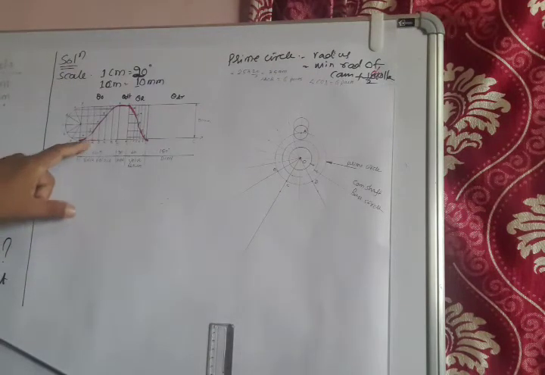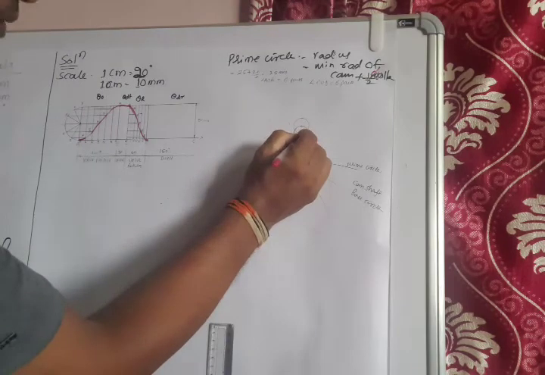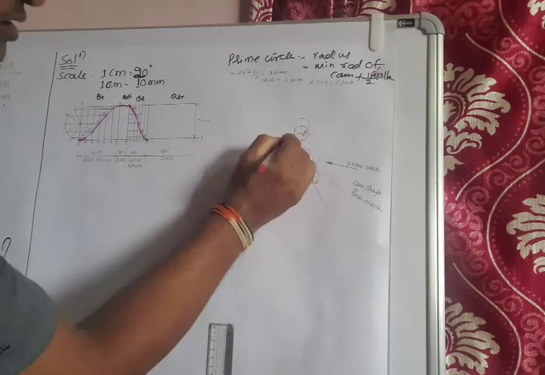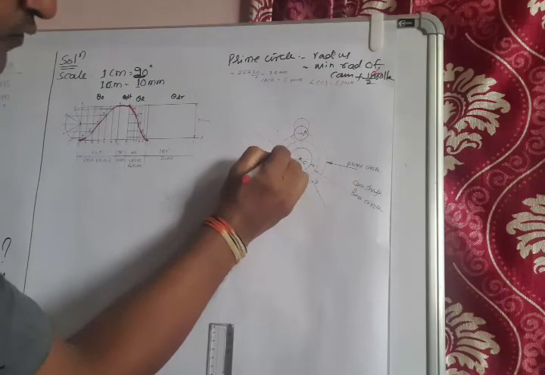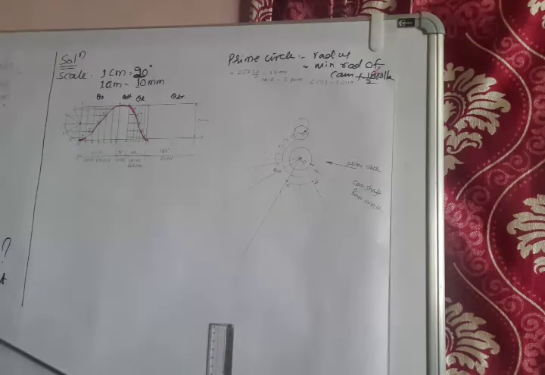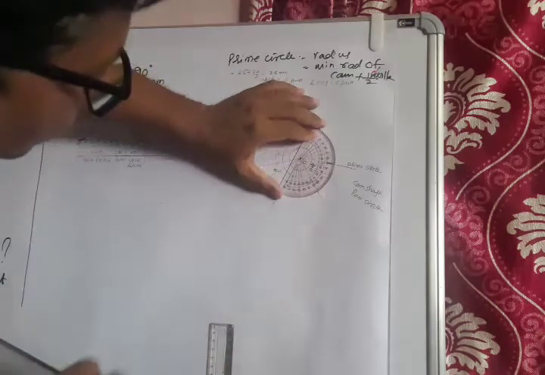Now let us put these numbers on this prime circle. Earlier you did the numbering on the base circle for the knife edge follower, but for the roller follower you need to mark on the prime circle, not on the base circle. This is zero, one, two, 3, 4, 5 and 6. Next, angle COD has to be divided into six parts. You are going to get 10 degrees each.